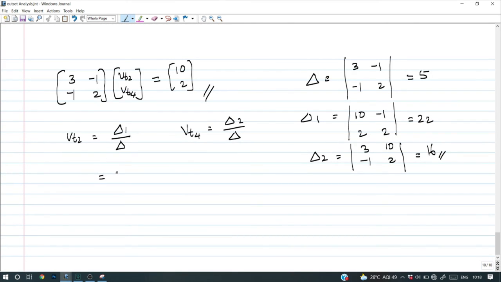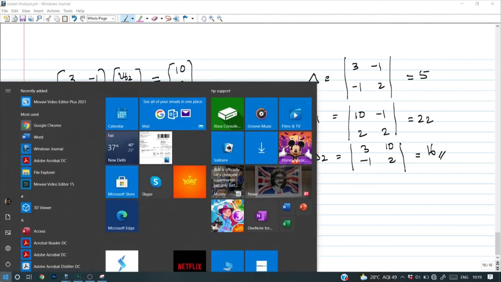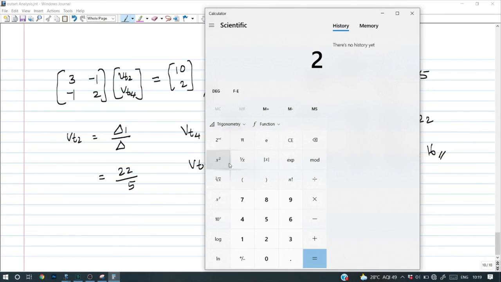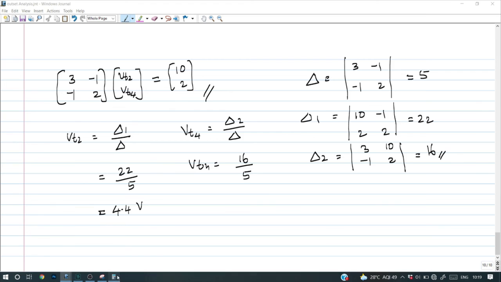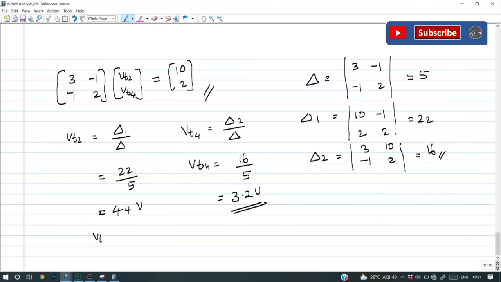Now we can substitute delta 1 and delta 2 here. So VT2 becomes delta 1, 22, divided by delta, 5. VT4 is delta 2, 16, divided by delta 5. You can take calculator. 22 by 5. Answer is 4.4. What is 16 by 5? So this is 3.2 volt. Now peak voltage is known to us. VT2, VT4. This matrix is 4.4 and 3.2.